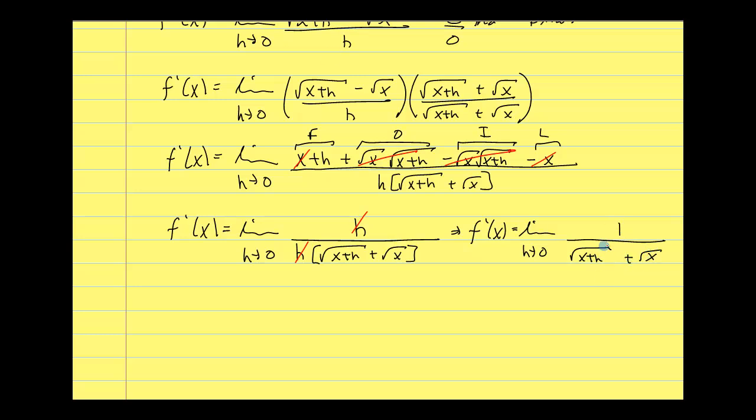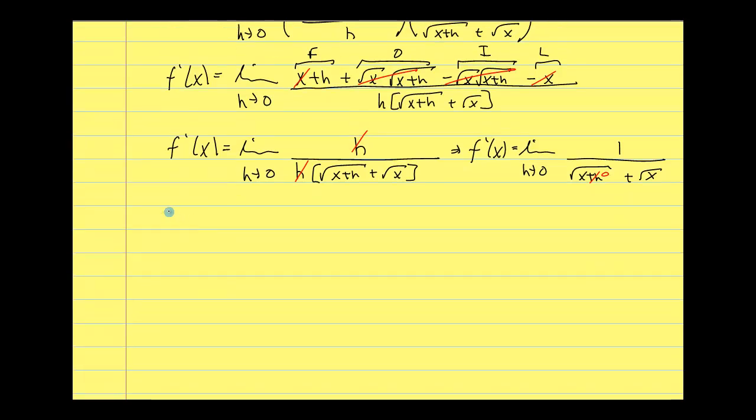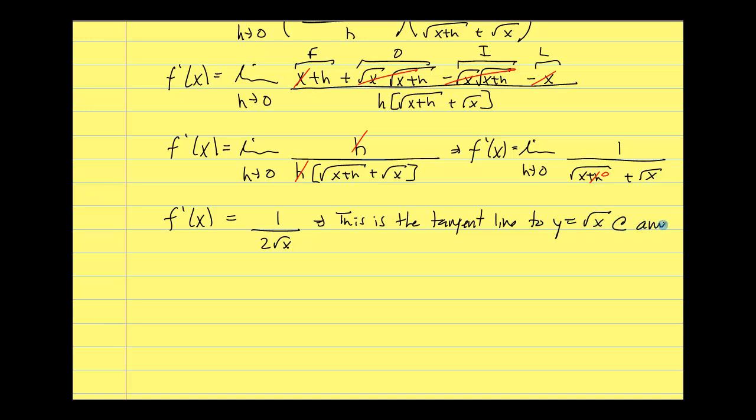Now when I take the limit, this piece goes to 0 right here, and I'm left with f prime of x equals, I've taken the limit now, so drop the limit notation. Root x plus root x is 2 root x. This is the slope of the tangent line to y equals root x at any point on the graph.